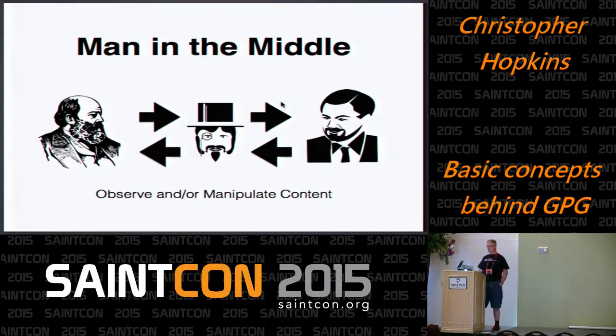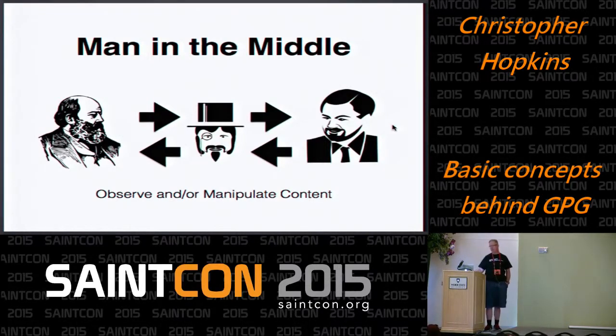For example, you think you're talking to the person on the other side of the slide here, but you're actually talking to someone in the middle. And he has the ability to certainly observe, but also possibly manipulate your message back and forth. And basically, without being able to authenticate and know who that other person is, that's a danger you face.